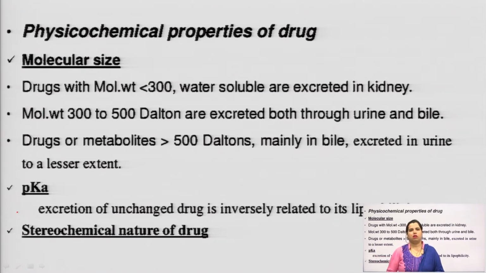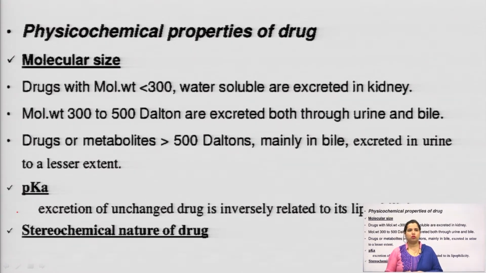Molecular size: drugs with molecular weight less than 300 Daltons, which are water soluble, are excreted by the kidney. These can be easily excreted if they have small molecular weights. Molecular weights between 300 and 500 Daltons are excreted both through urine and bile. Drugs or metabolites more than 500 Daltons are mainly excreted in bile, and in urine to a lesser extent. As the molecular weight increases, the drug is excreted less in urine and more in bile.